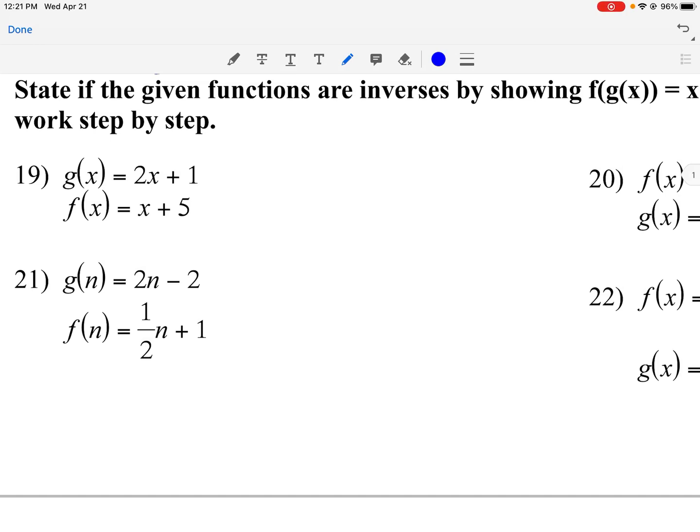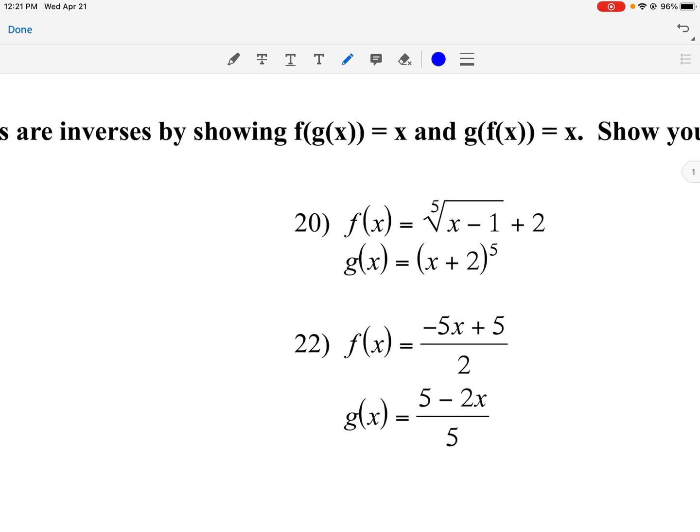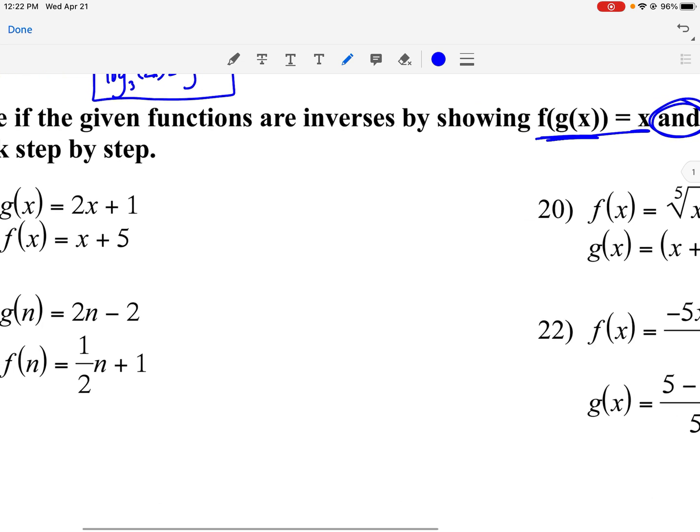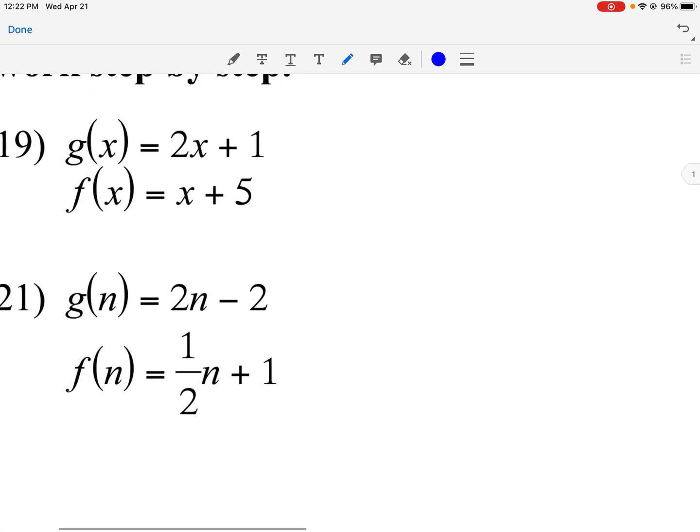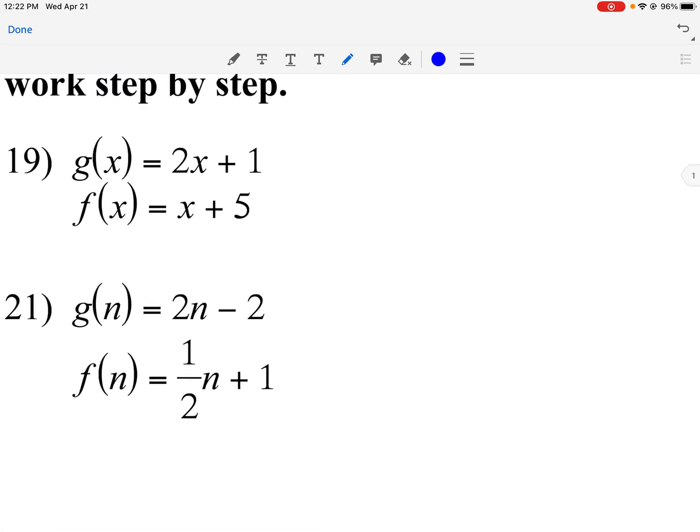If you are trying to show that two functions are inverses, it says in the instructions how to do it. You have to use composition, and this is both. So we are requiring you to do it both ways if that's in the instructions. You have to plug G into F and simplify, and then also F into G and simplify. You just have to show me that both ways equal X. So just pick one way.